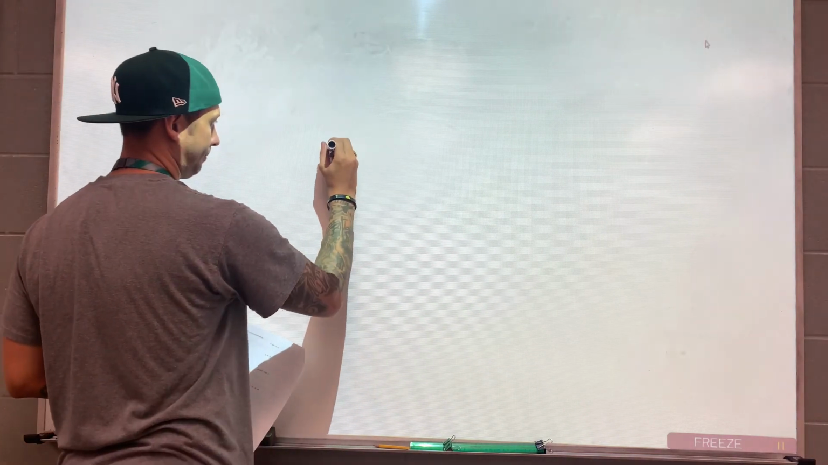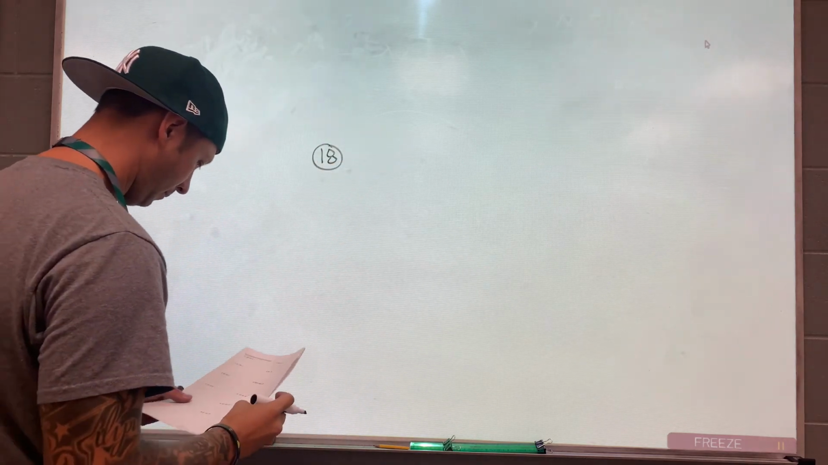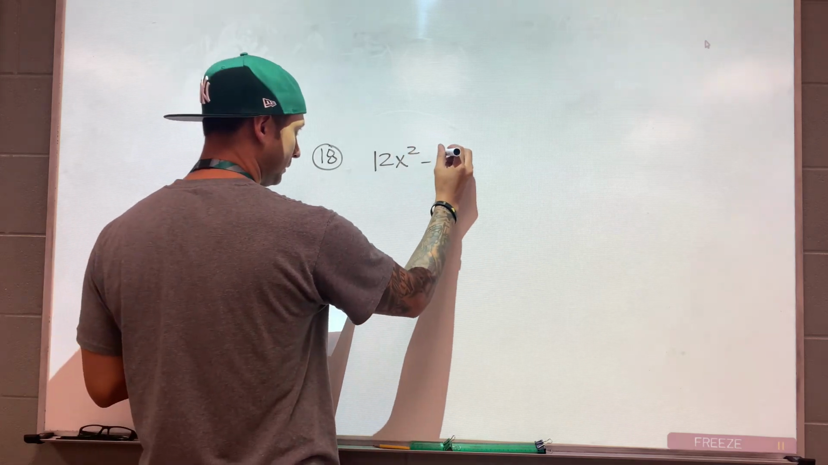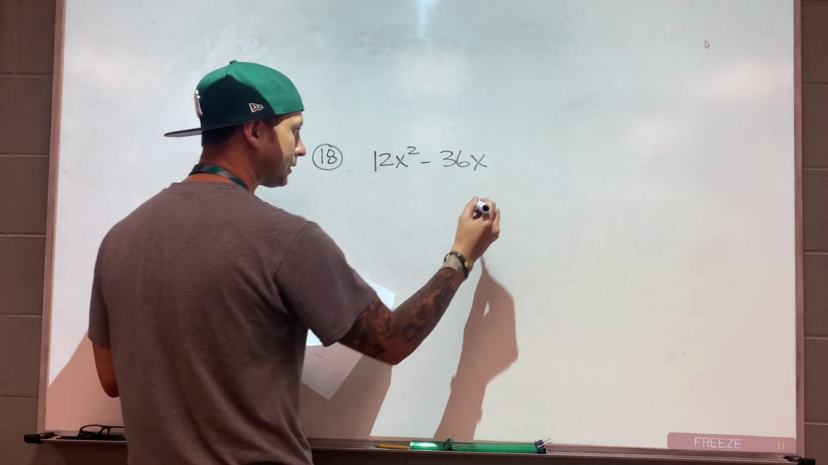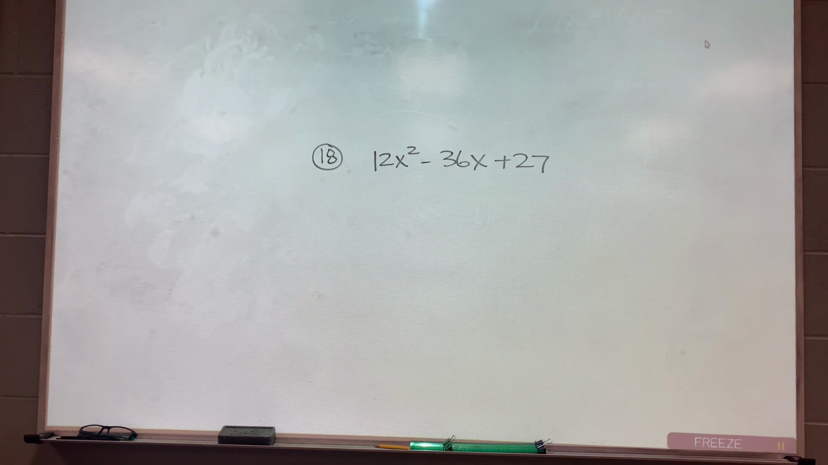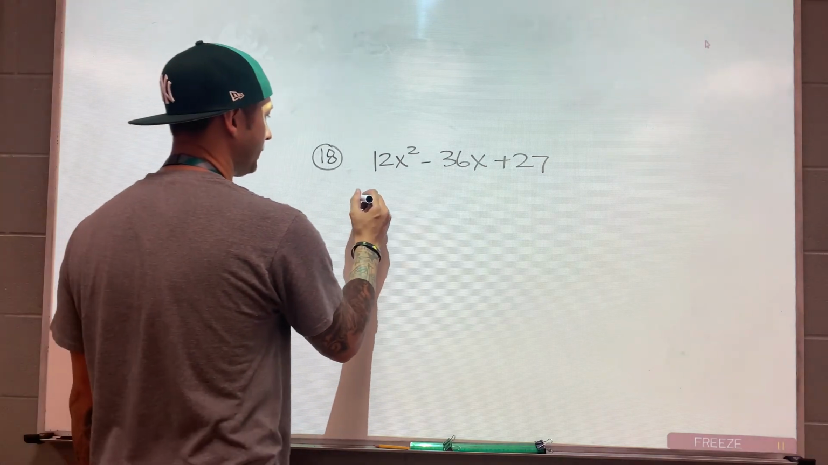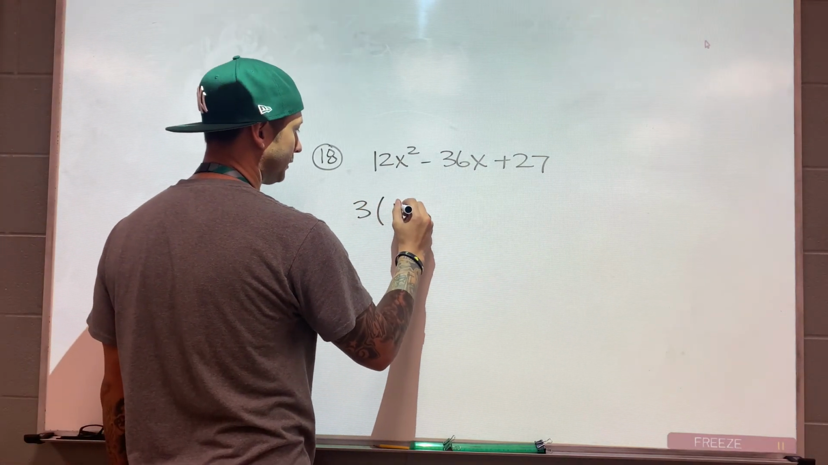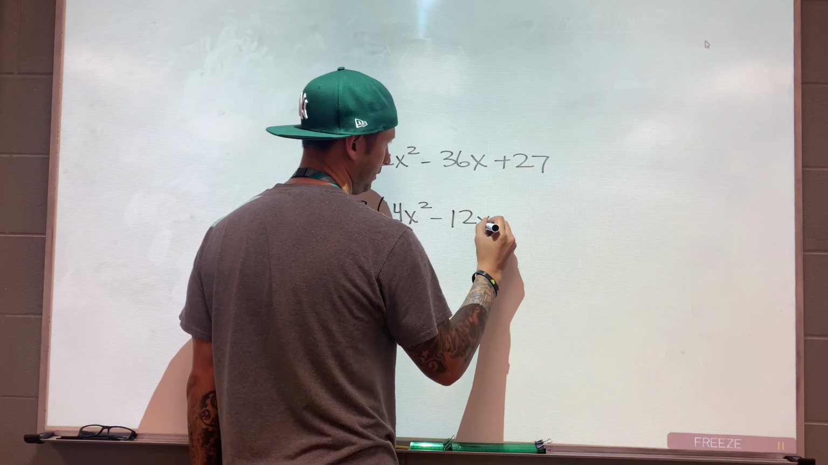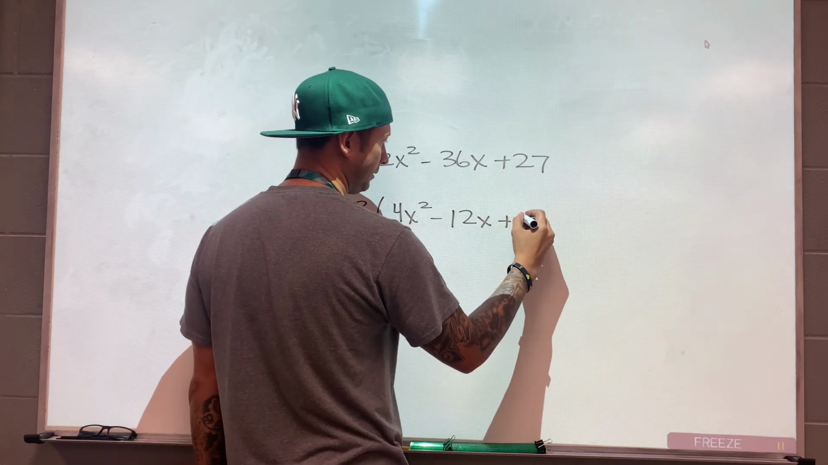18. 12x squared minus 36x plus 27. Are there perfect squares? 12 and 27, no, but they're all divisible by 3. So let's pull out a 3. So 12 divided by 3 is 4. 36 divided by 3, 12. 27 divided by 3 is 9.